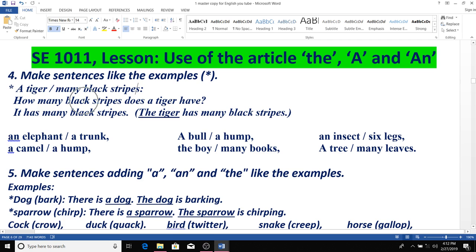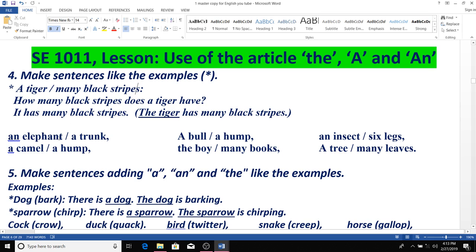How many black stripes does a tiger have? We are making sentences. How many, okay? How many black stripes? Many, many black stripes. How many black stripes does a tiger have? It has many black stripes. The answer is here, okay? The tiger has many black stripes.